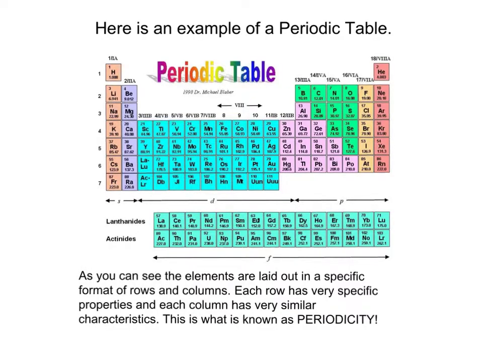Here's an example of a periodic table. As you can see, it is laid out in columns, which are the tall ones. Here's a column, here's a column, okay, column, and it's laid out in rows, like this. These numbers over here, row 1, row 2, row 3, 4, those rows are also known as energy levels.